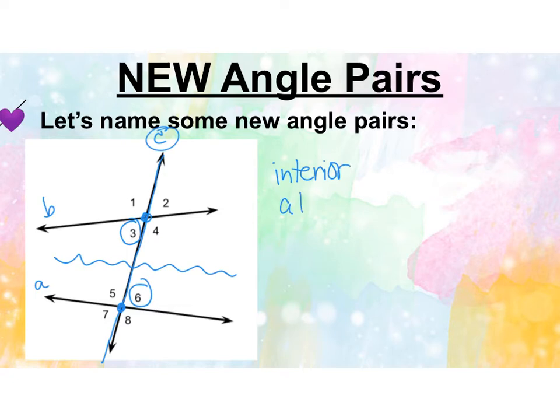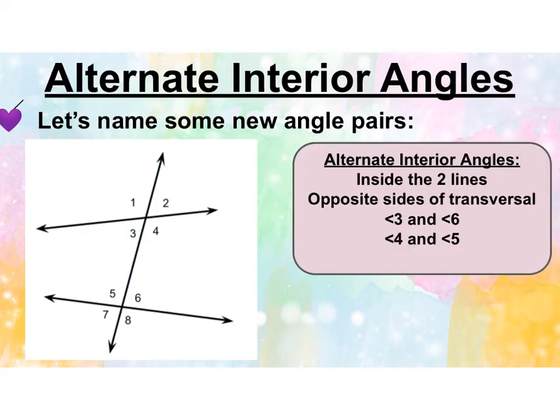and they're on alternate sides of that transversal. One's on the left, one's on the right. So when we put that together, we're going to have alternate interior angles. They are inside our 2 lines, and they're on opposite sides of the transversal. So 3 goes with 6, and 4 goes with 5.